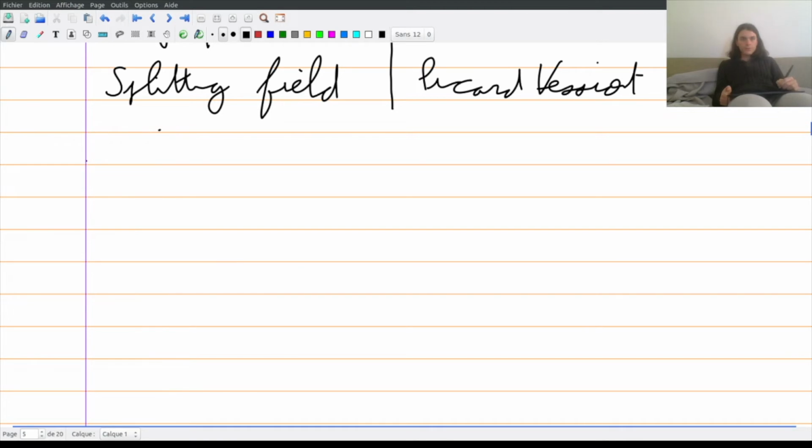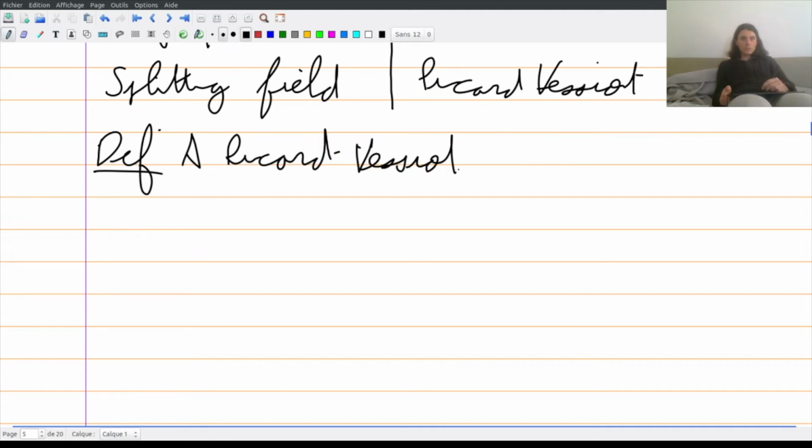So, definition. A Picard-Vessiot extension, from now on I will just say PVE.